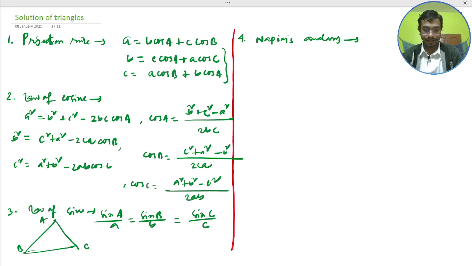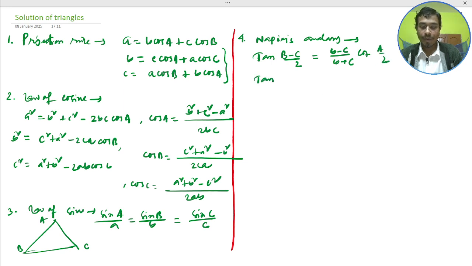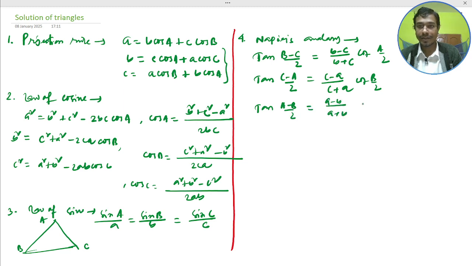So next one, Napier's analogy. Napier's analogy says that tan (B minus C) by 2, capital letters, equals (b minus c) divided by (b plus c) cot A by 2. For tan (C minus A) by 2, this is equal to (c minus a) divided by (c plus a) cot B by 2, and for tan (A minus B) divided by 2 equal to (a minus b) divided by (a plus b) cot C by 2. That is Napier's analogy.